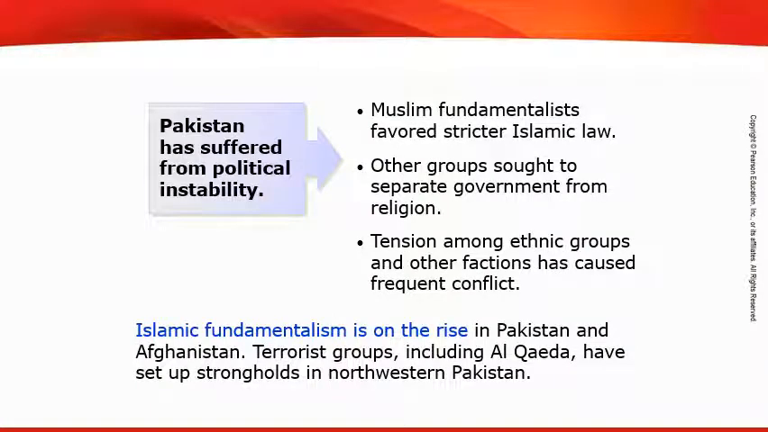It says Pakistan suffered political instability due to the varied ethnic backgrounds of its population. A rigid Muslim culture is in the north, and the people of the northern regions of Pakistan are believed to be very fundamentalist, and they favor Islamic law. Other groups actually try to destabilize the government.